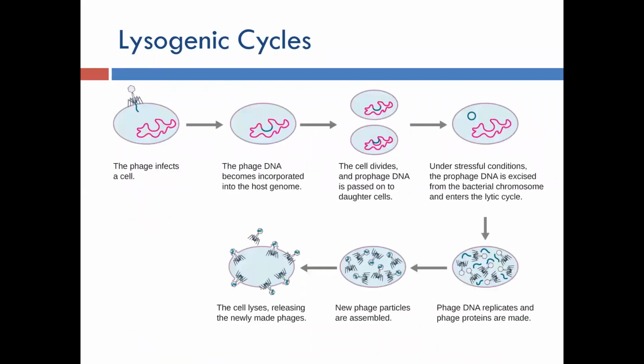The diagram here is showing us what's taking place. Infection: the phage DNA becomes incorporated. It does not break down the host cell chromosome. It integrates its phage chromosome into the chromosome of the bacterial cell itself. The cell then divides, causing this prophage DNA to be passed on to all of the daughter cells. Under stressful conditions, the prophage DNA may be excised, and then the bacteria will enter into a lytic cycle where it starts to multiply.